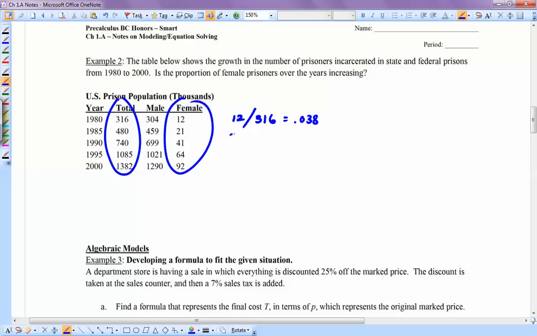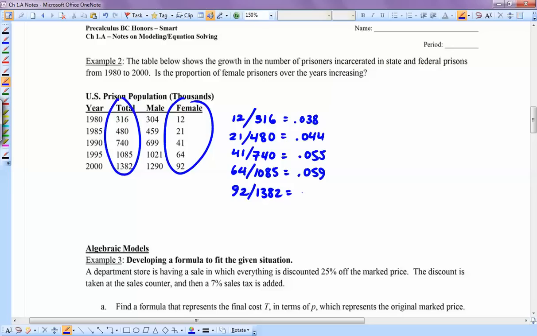If we do this for all of them, 21 out of 480 in 1985, that comes out to be 0.044. If we check all of these here, 41 over 740 ends up being 0.055. 64 over 1085 equals 0.059. And 92 over 1382 is 0.067.